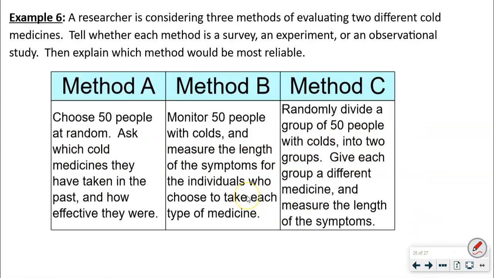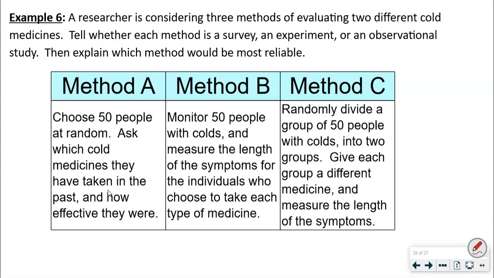All right, so this is our last example, and you try. So this says a researcher is considering 3 methods of evaluating 2 different cold medicines. Tell whether each is a survey, an experiment, or an observational study. Then explain which method would be most reliable. So let's look here. This says choose 50 people at random. Ask which cold medicines they have taken in the past and how effective they were. So what do you guys think? Do you think this is a survey, an observational, or experiment?